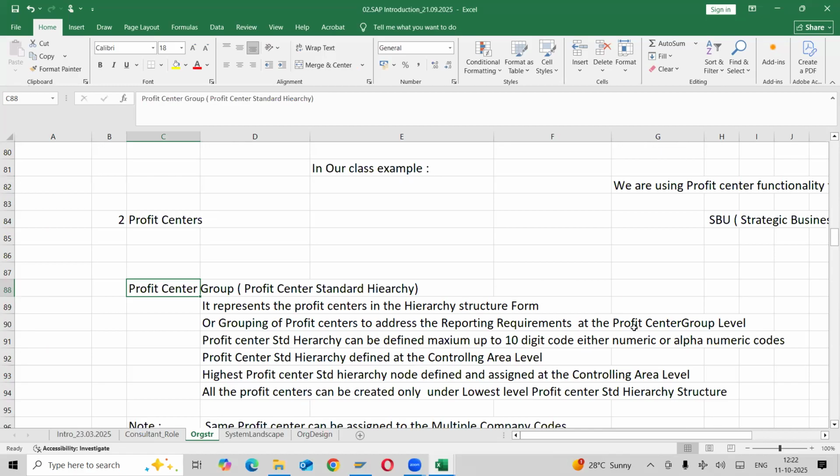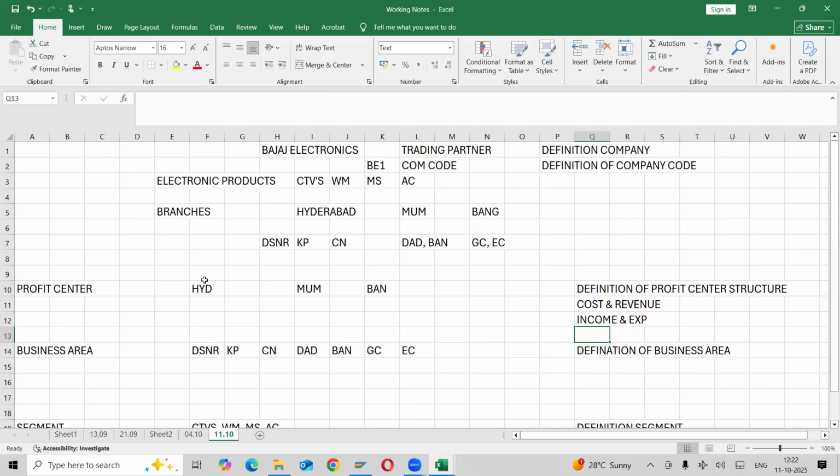So what is the profit center group level? I have Hyderabad, and for example, Guntur. So here I'll call it one structure, a profit center structure, as Telugu States. And here I'll call it, for example, North. This is Karnataka. So I have one more in Ballari. I don't know whether it comes under Karnataka or not.